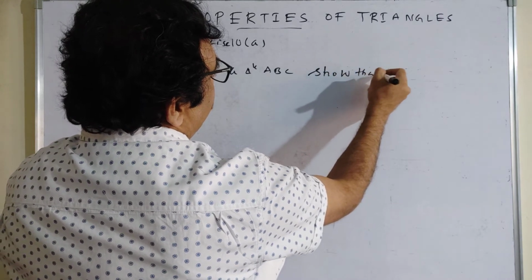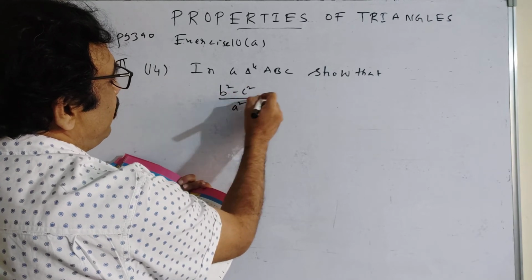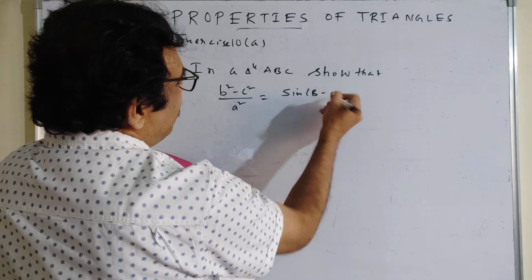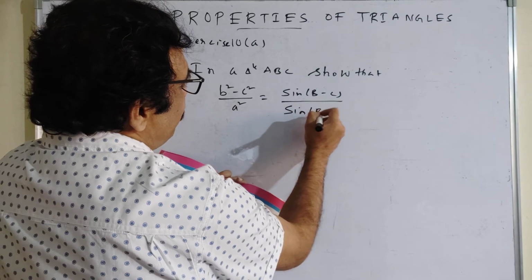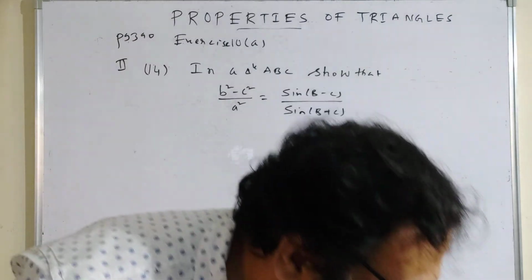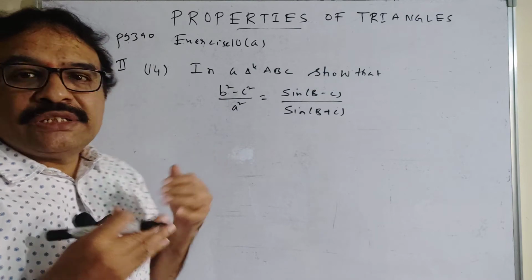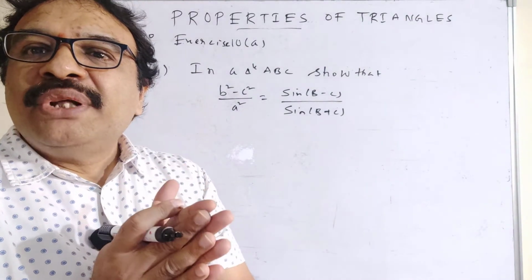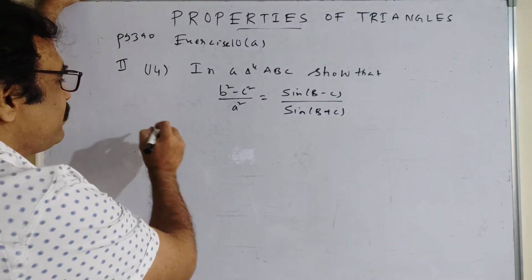What exactly has he given? This is (b square minus c square) by a square is equal to sine of (B minus C) by sine of (B plus C). First you need to understand that on the right hand side sine is there, and on the left hand side small a, small b, small c. By looking at the problem, you will come to the conclusion that we need to apply the sine law. What does the sine rule say?